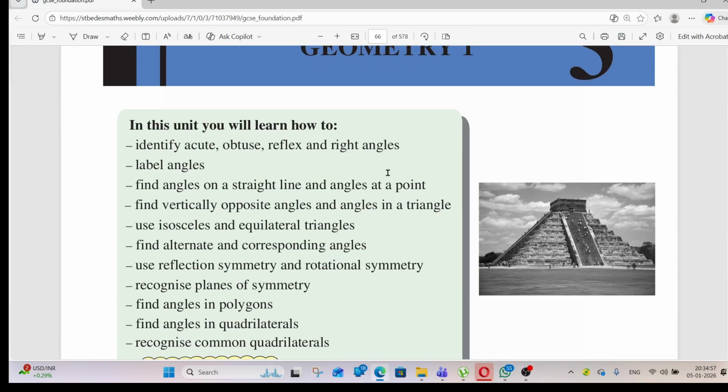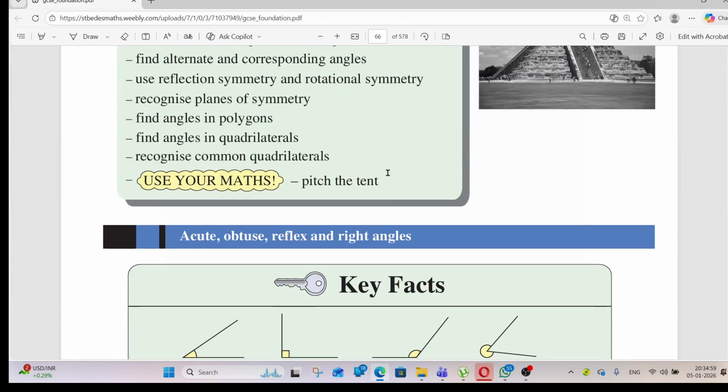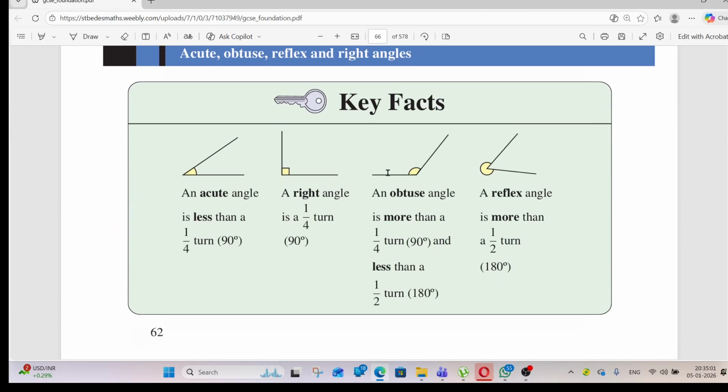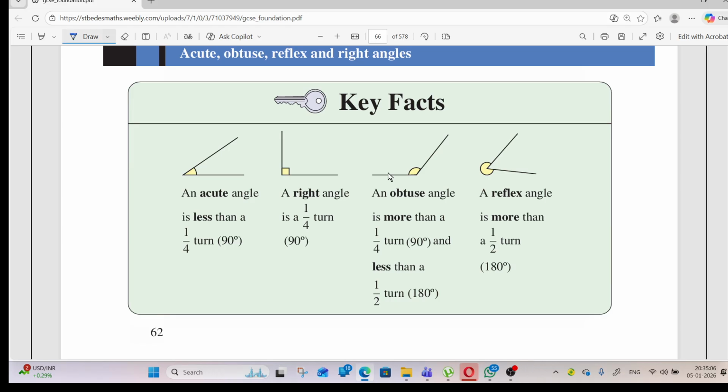Okay, so let's start with geometry. First, we'll talk about types of angles. As you can see in this picture, this is an acute angle. Acute means less than 90 degrees.